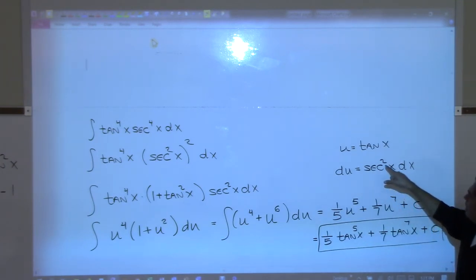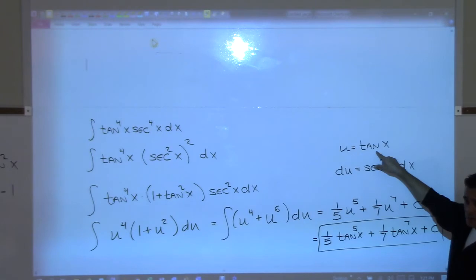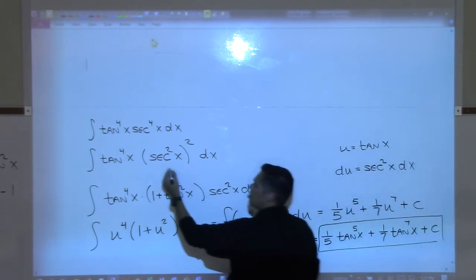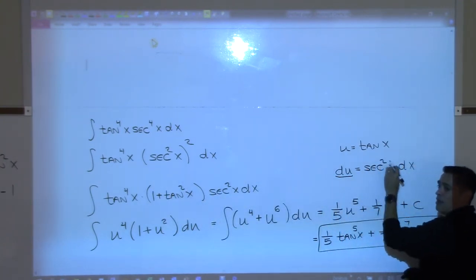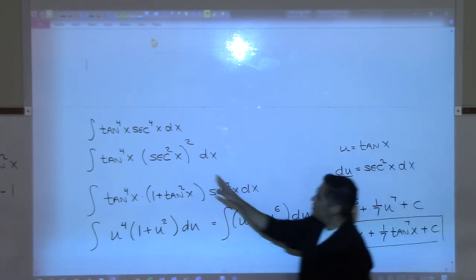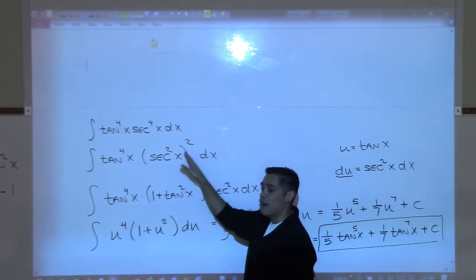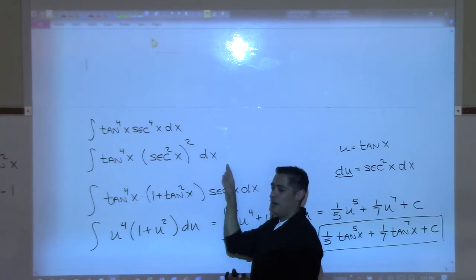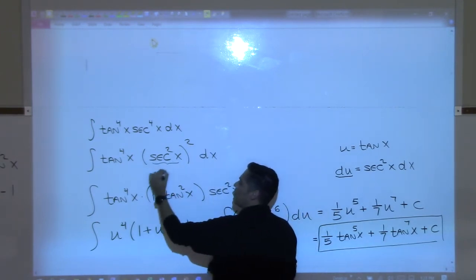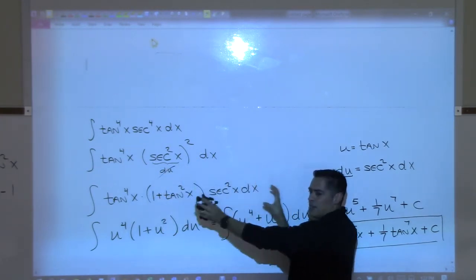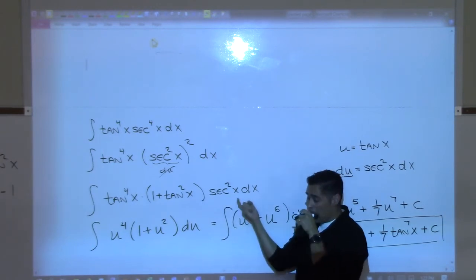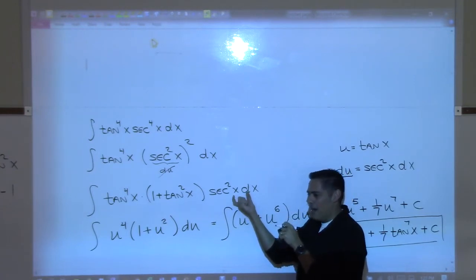If we do it that way, then if we say u is tangent x, right? Then du is secant squared x. You can only put a du wherever you see secant squared x times dx. This is not secant squared x times dx. It's secant squared x squared times dx, right? So you cannot replace this with du. That doesn't work. Does that make sense? So that's why you have to peel it off, separate them, so you get the secant squared x dx all by itself.